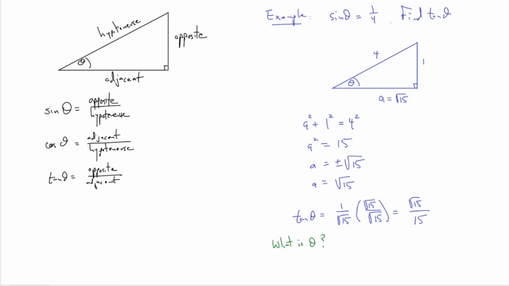Okay, same example, same triangle, same picture where the sine of theta is 1/4. Instead of looking for the tangent of theta, what if we need to figure out what theta itself is? So how do you look at that triangle and determine what theta is?